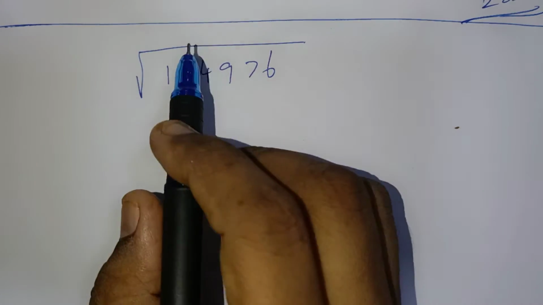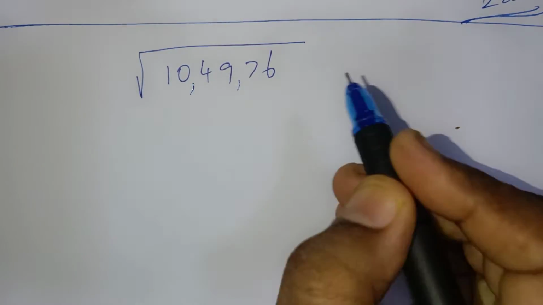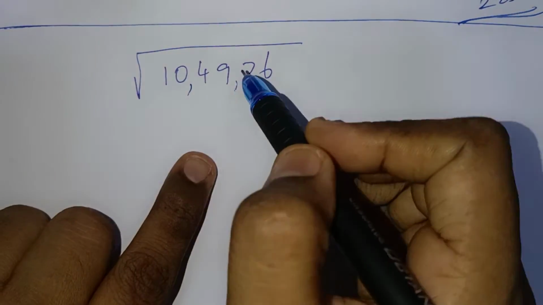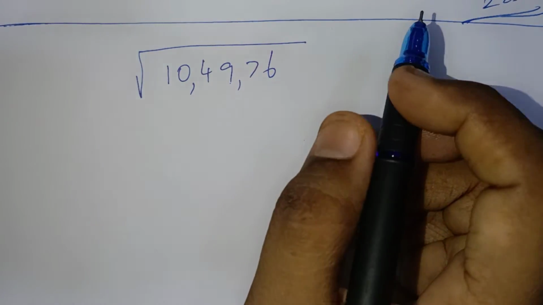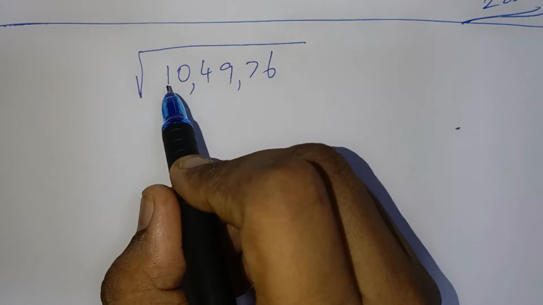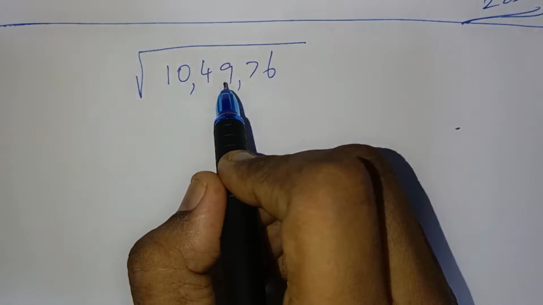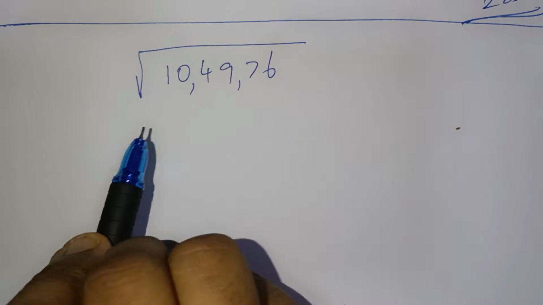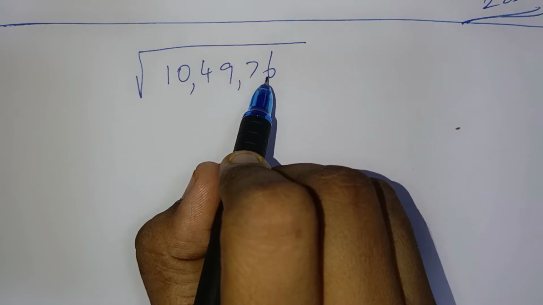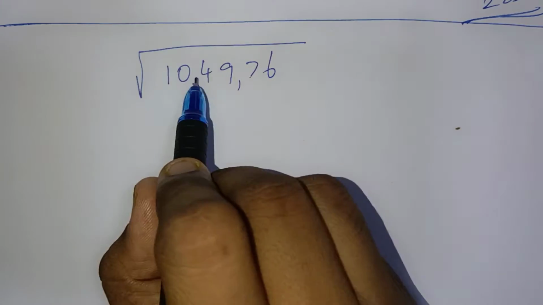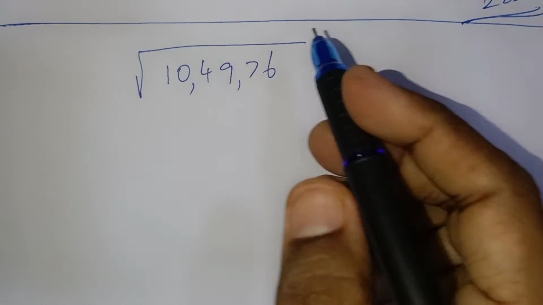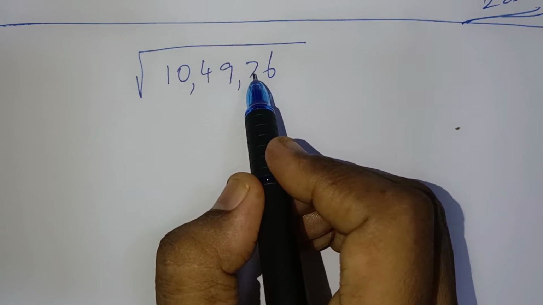Now we will take this number. See, why did I write a comma? Look at this number: 1,04,976. Actually the comma should be after the 9, grouping 3 digits, then 2 digits. But I have written commas after every 2 digits, because we have to group the numbers.